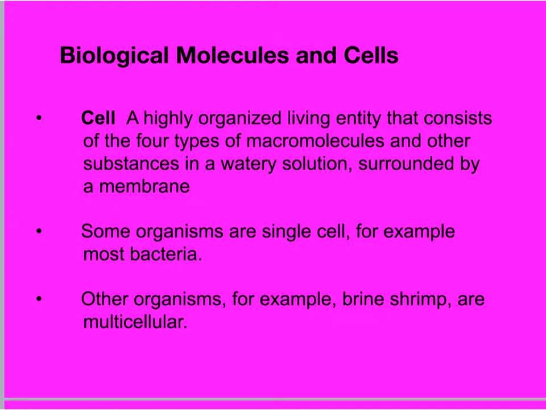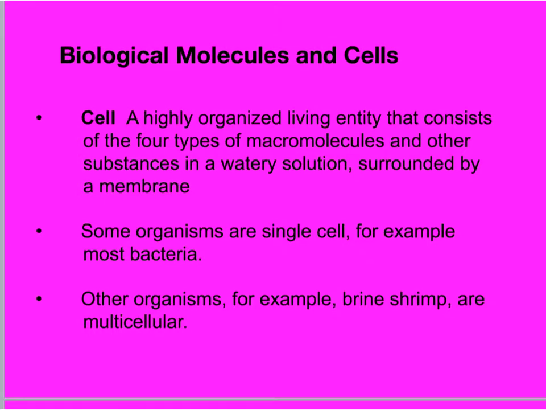So I know you remember the day where we told you that the smallest structural and functional component of an organism is known as a cell. A cell is a highly organized living entity that consists of those four types of macromolecules and some watery solution, which is surrounded by this lipid membrane. Some organisms, like most bacteria and algae, are only one cell. This cell contains all the structures, functions and organelles that the cell needs to live and reproduce.